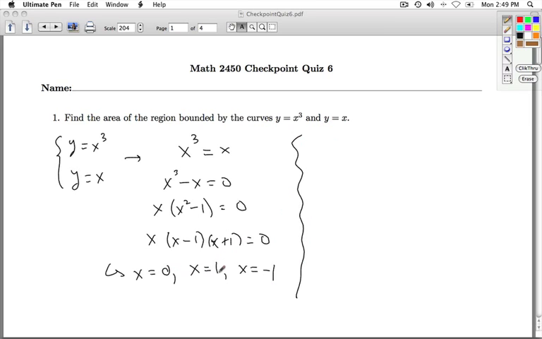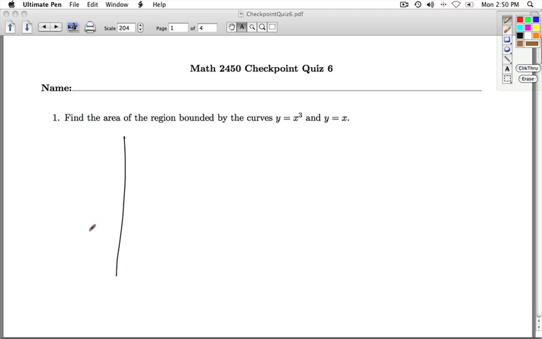Now to figure out which y value goes with these x values, we can go back to either of these two equations. These are the x values where they cross. So if I plug 0 in, I should get the same answer out from this equation as I do this equation. So no matter how you do it, when x is 0, you get y is 0. When x is 1, you get y is 1. When x is negative 1, you would get y is negative 1. And so these are the intersection points.